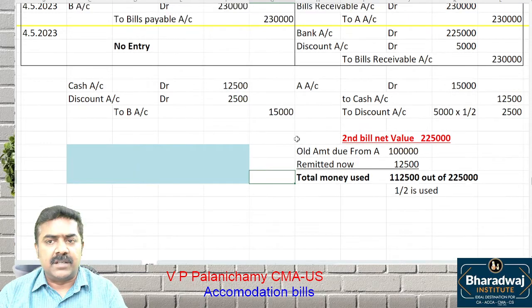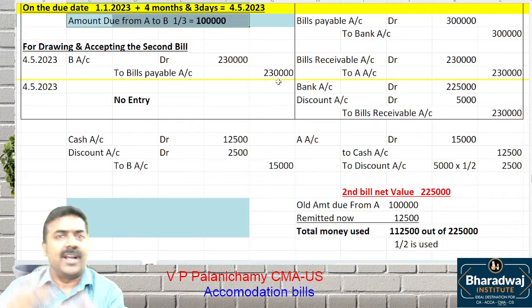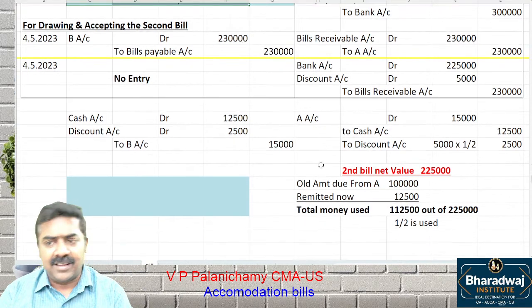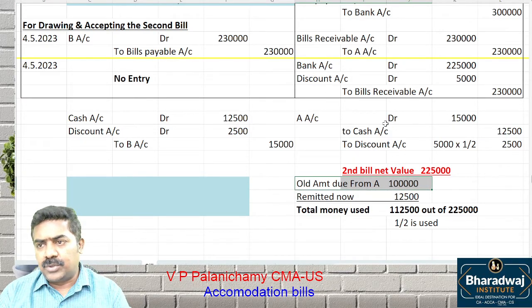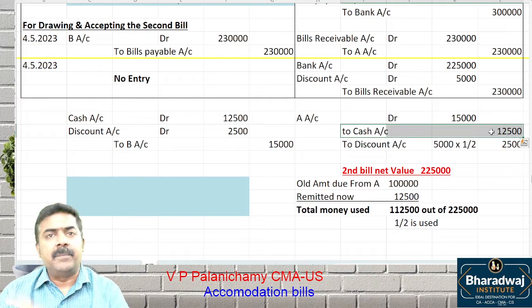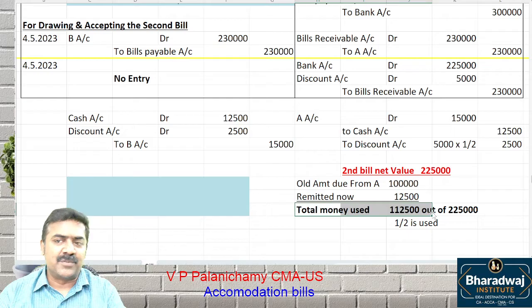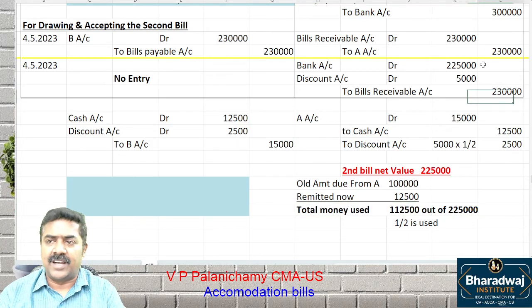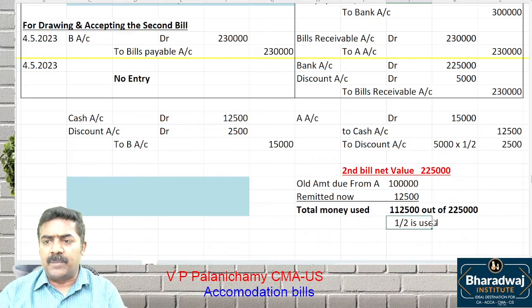I repeat. Pay attention. Already A should have paid one third on the due date of the first bill. A should have sent 1 lakh, isn't it? He is not sending. So that amount is due. Now, 12,500 is being sent by B to A. So what is the total account balance of A? 1,12,500 out of what? 2,25,000 net money. Clear? 1,12,500 is the net money out of not 2,30,000, but out of 2,25,000 which he got from the bank. So 1 by 2 of the money is used.